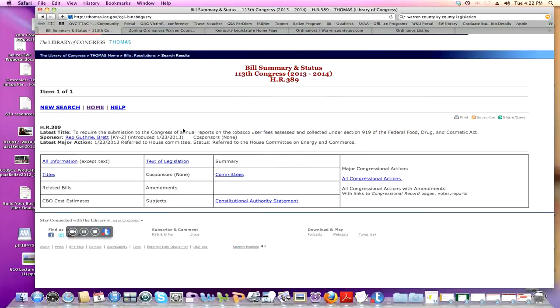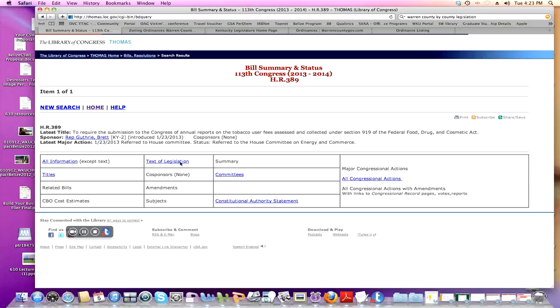So I'm looking to see what bills he is associated with at this time, and again he's going it alone with this particular bill, to require the submission to Congress of an annual report on tobacco user fees assessed and collected under Section 919. So he wants that submitted so Congress can see what's happening with these funds. There's a lot of tobacco user fees and taxes collected, so since we have a lot of tobacco money that should be coming to Kentucky, he's probably wanting to check and see where that's going.